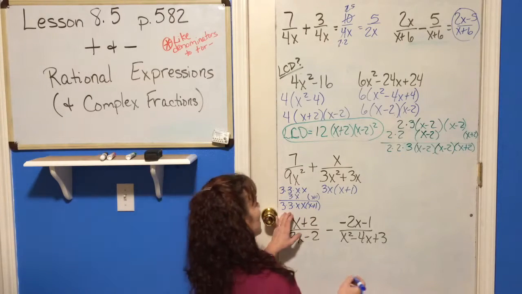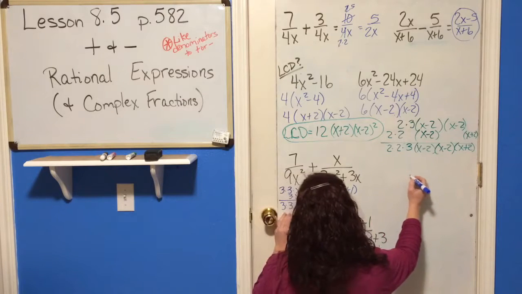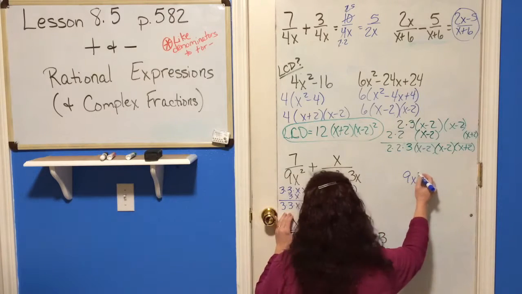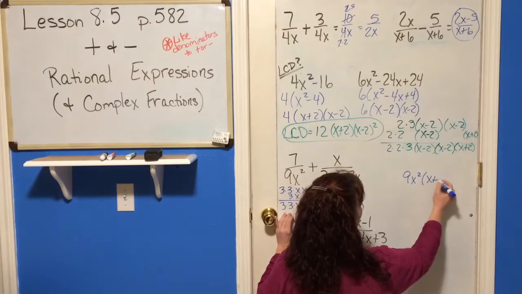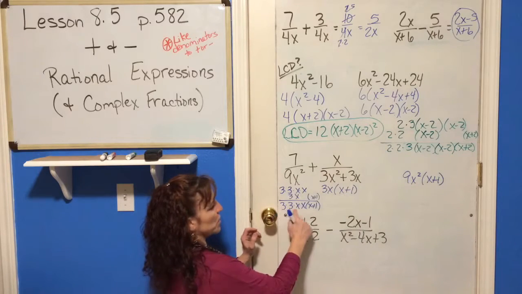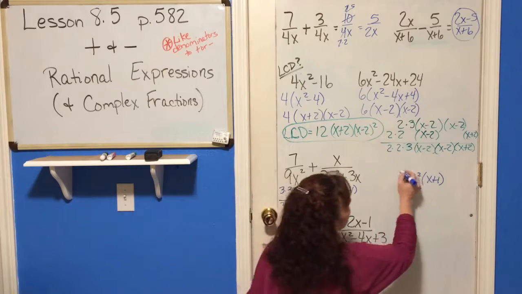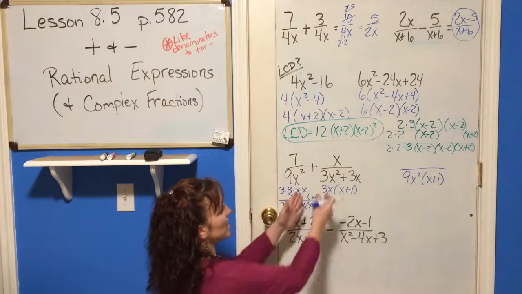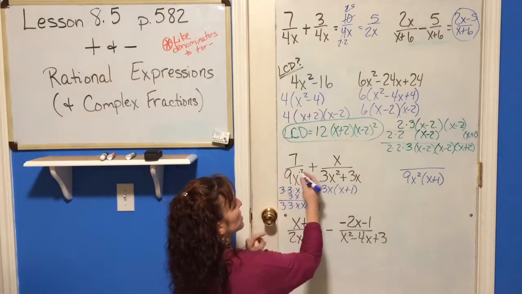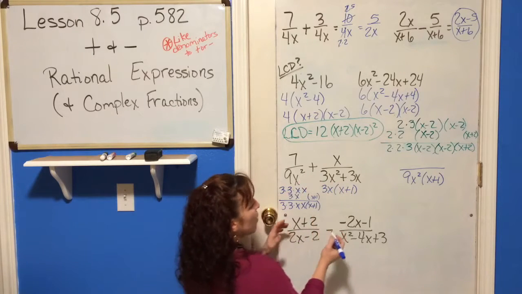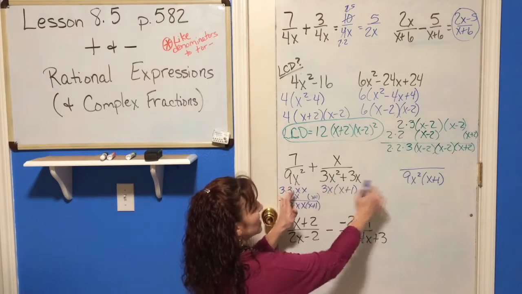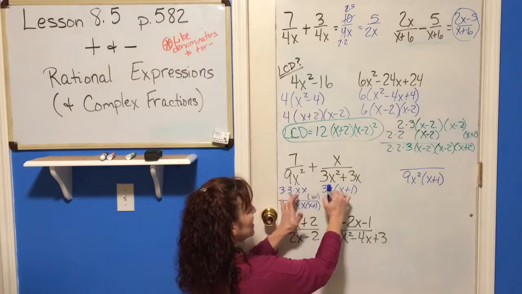So my LCD now is 9x squared times x plus 1. Do you see where I got that? 3 times x times x times x plus 1. So now this is my denominator, and this is the denominator for both of these fractions. So what we need to do now is we need to make each of these have this denominator.